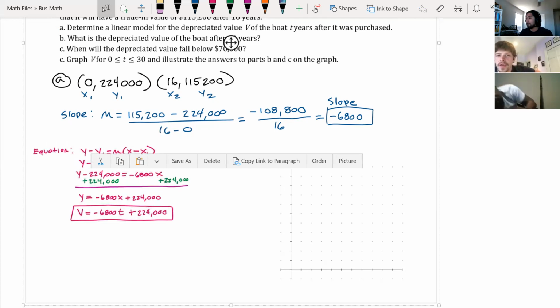Oh, go ahead. To clarify, this is slope intercept form. Yes. Slope intercept form in terms of V and T.